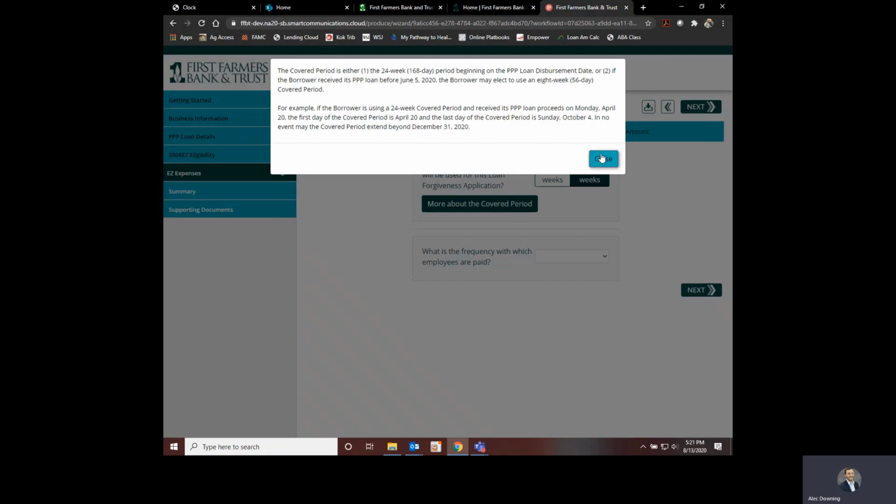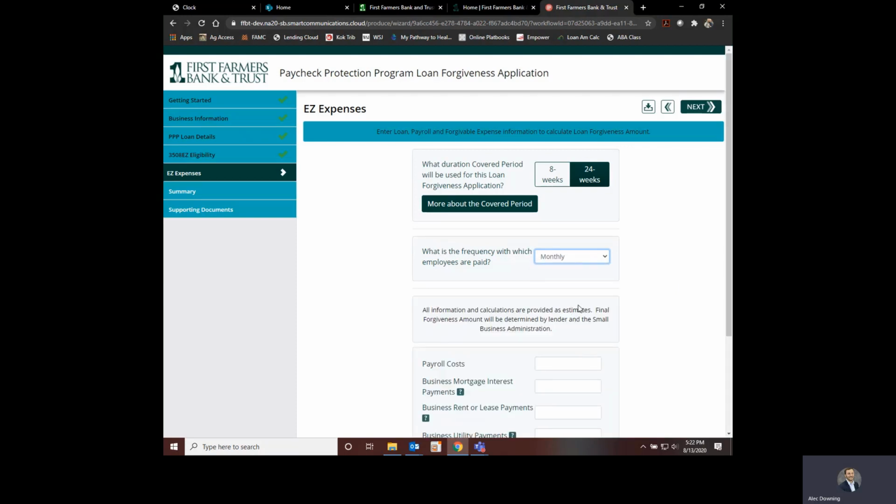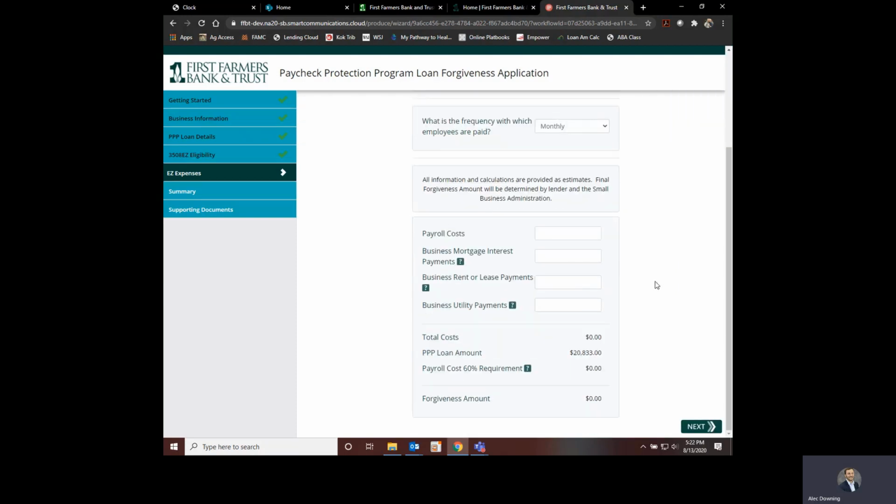You can read about the covered period here, but if you have any questions about this, speak to your loan officer that put in your application or your CPA, one of the two, if you have a good relationship with them. What was the frequency with which employees are paid? In my fictional company, I just pull some money out every month whenever I need it out of my company just to pay myself and pay my wages to myself. So, all right, so here we go.